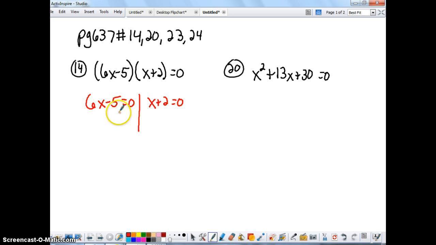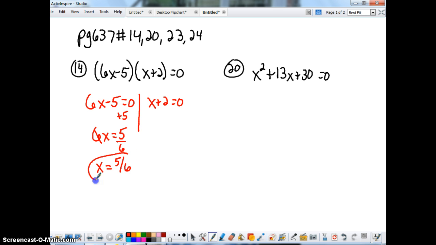So you're going to add 5 to both sides. So when I do so, I get 6x is equal to 5. Divide by your 6. So you're ending up with x is equal to 5 over 6. That's the first answer for number 14. Second answer, you'll subtract your 2 from both sides, and you get x is equal to negative 2. It's a little bit shorter. That's the end for number 14.